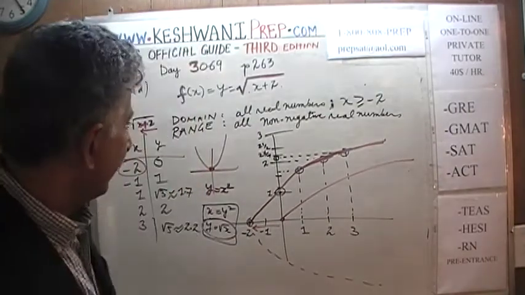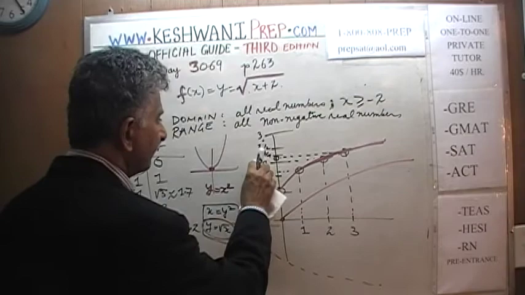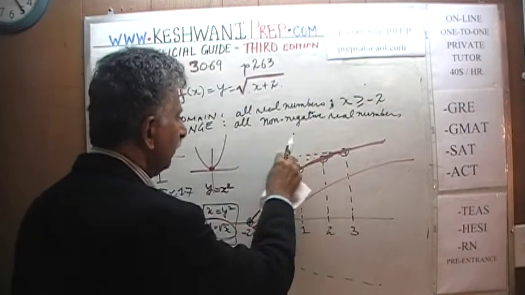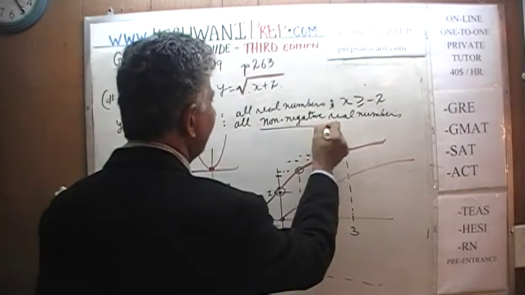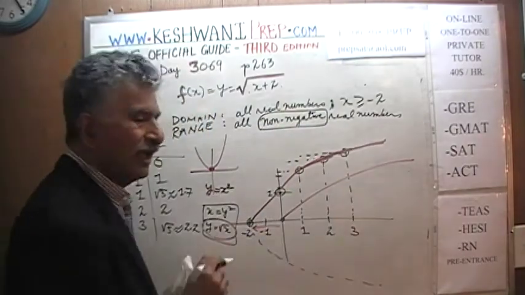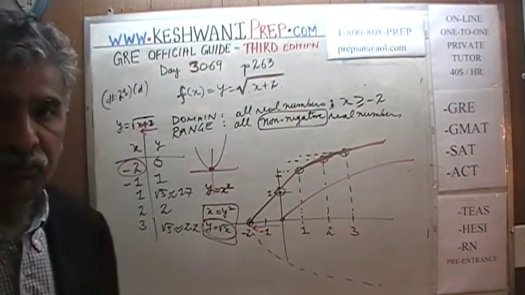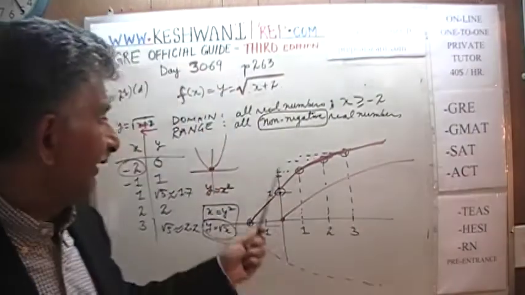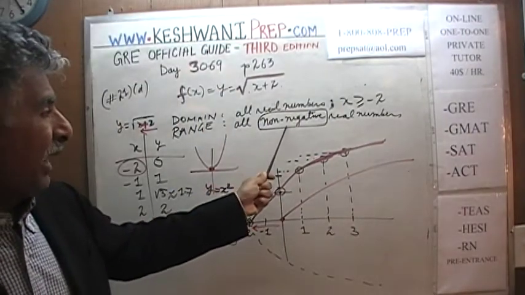It's a very awkward language, so try to understand it. Since we need the room, I'm going to erase this top part here that we don't need anymore. What do you mean by non-negative real number? What does non-negative mean? Non-negative means that we're including zero. Why don't we simply say all positive real numbers?